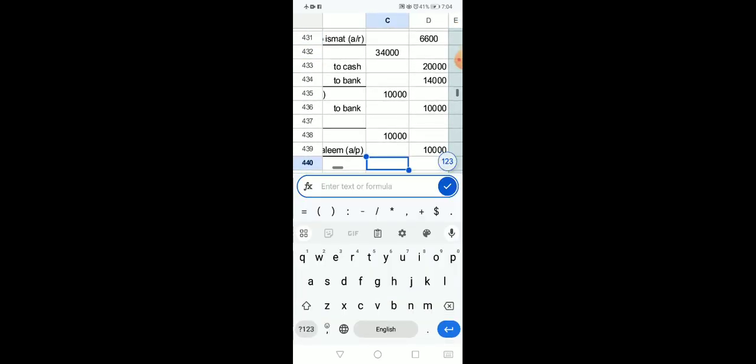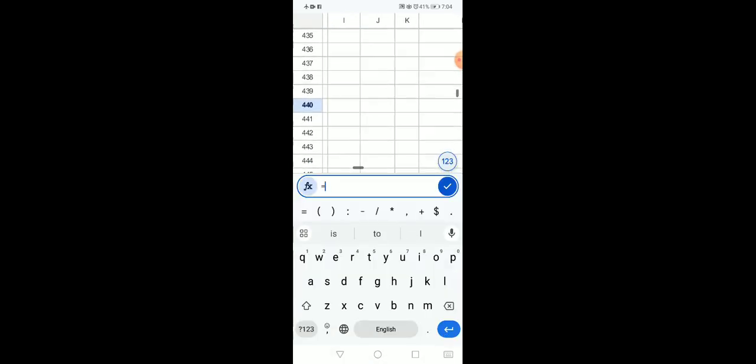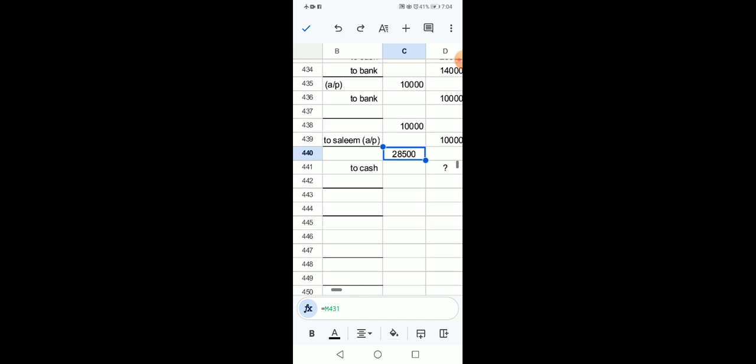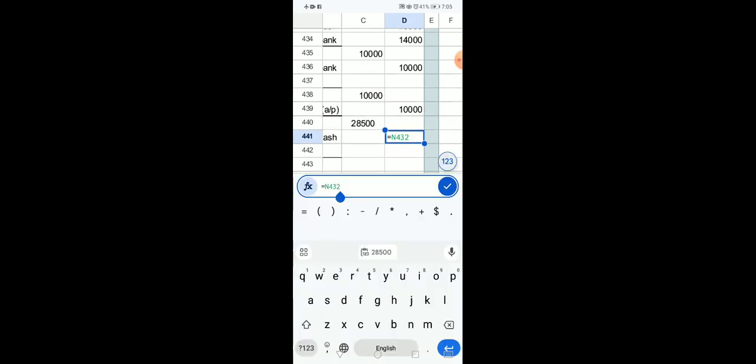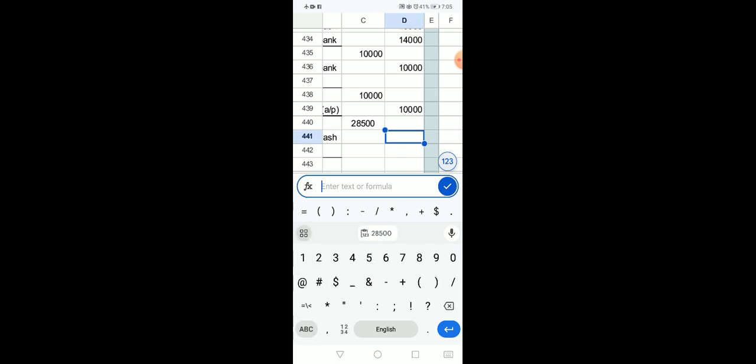So the missing figure or missing amount we have calculated, we had already mentioned a question mark over here. You will write the amount which we have calculated, which is 28,500. You will mention 28,500 on the debit side, and the same amount will be posted on the credit side, 28,500 on the credit side as well. In this way all entries have been completed, but here you can see the green signal is not present. It means this entry has not been posted in the ledger.